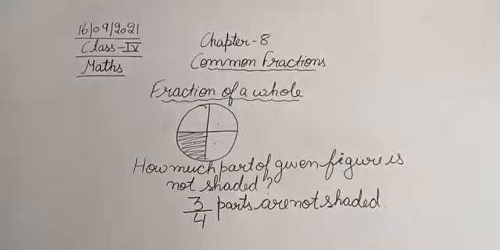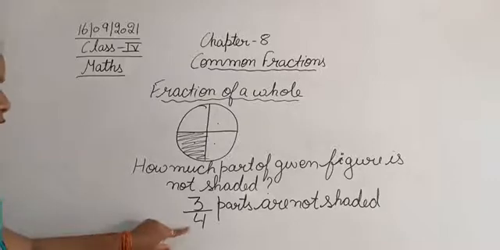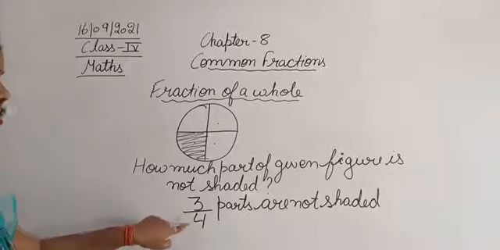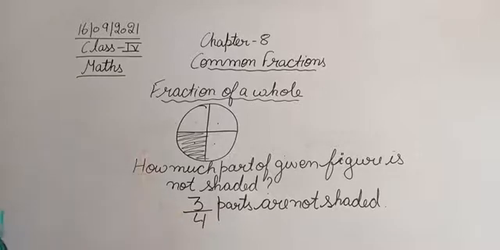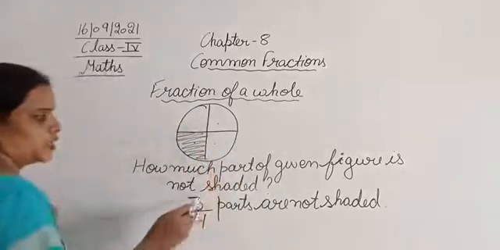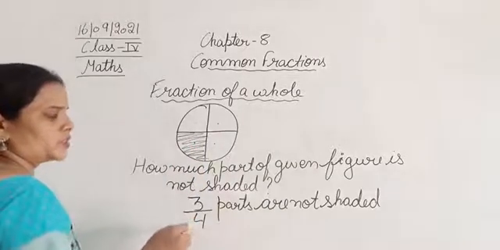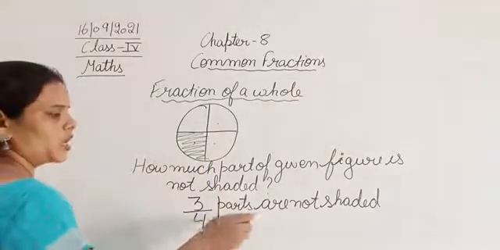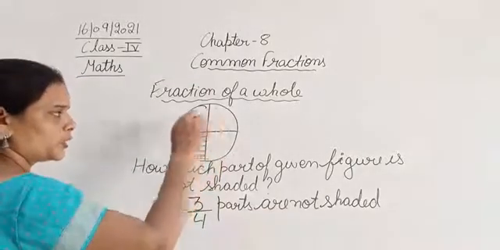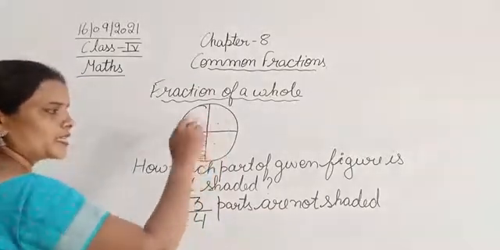So this is how we will mention the figures in the fraction. How much part of the given figure is not shaded? 3/4. Out of 4, 3 parts are not shaded. So 3/4 part of the given figure is not shaded. 1, 2, 3. These are the 3 parts that are not shaded, but the total number of parts is 4. Total parts how many? 4.